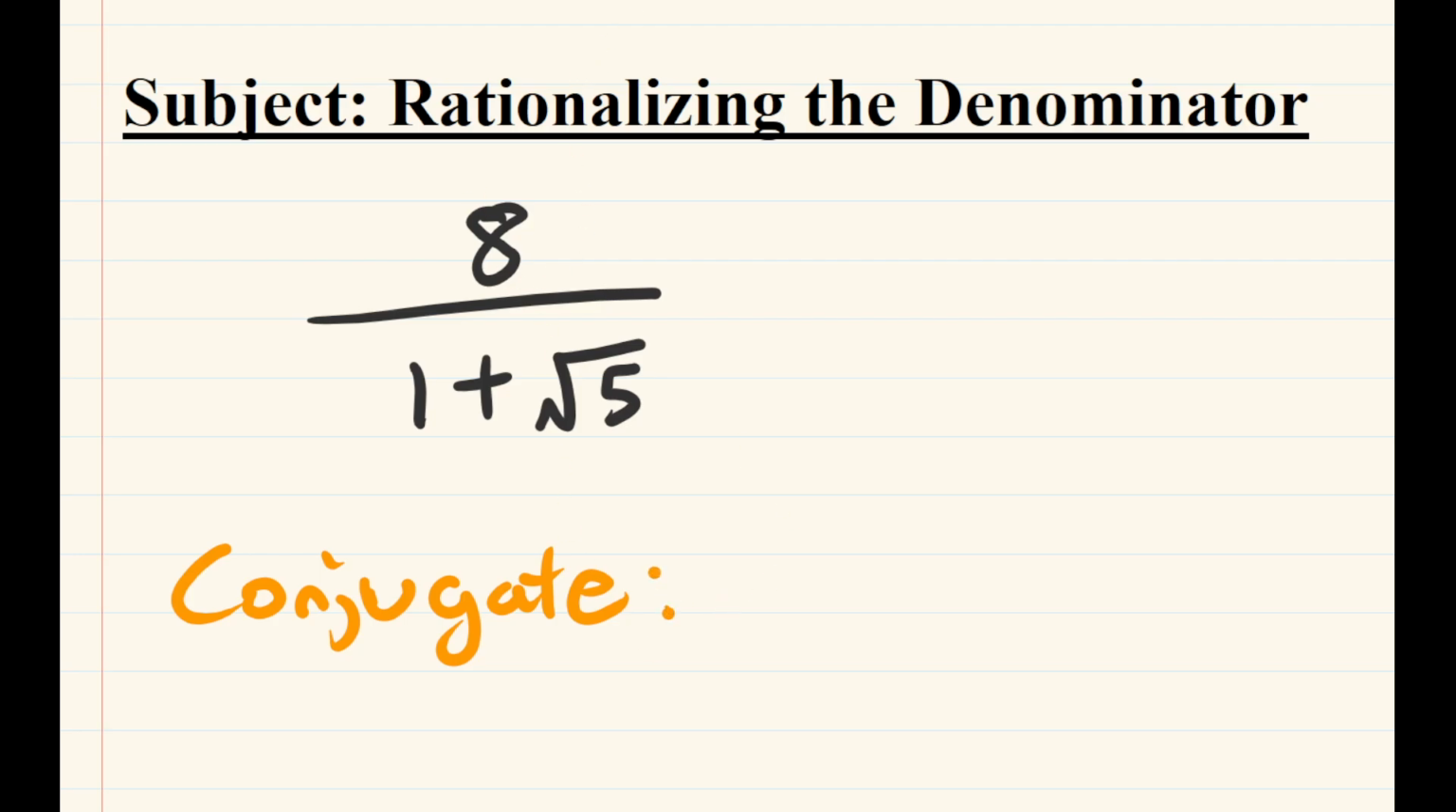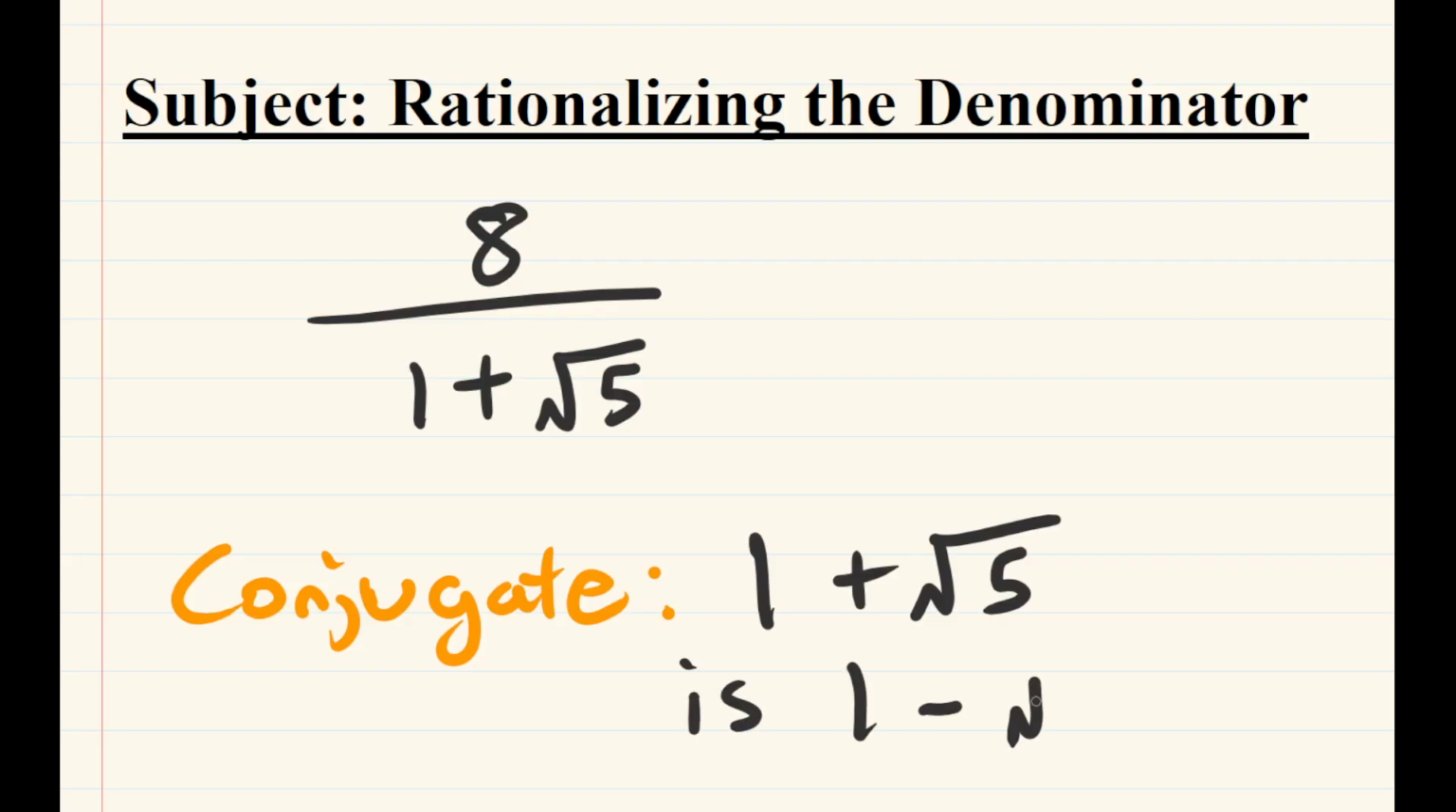So this is best explained through an example. The conjugate of 1 plus radical 5 is 1 minus radical 5. How you get to the conjugate is you flip the sign of the second term. So the sign between these two terms is a plus. You're going to flip that sign and it becomes a minus.